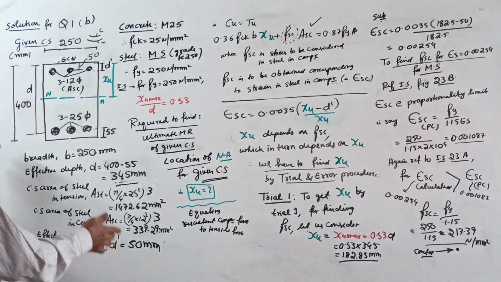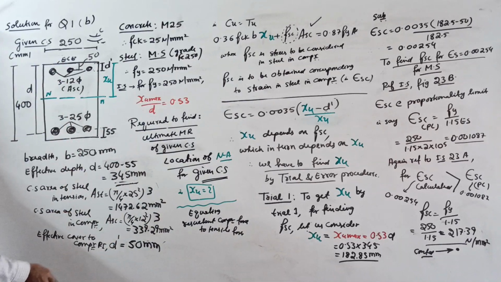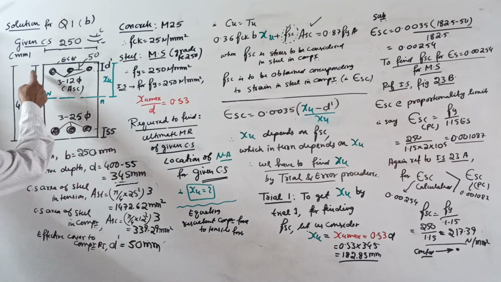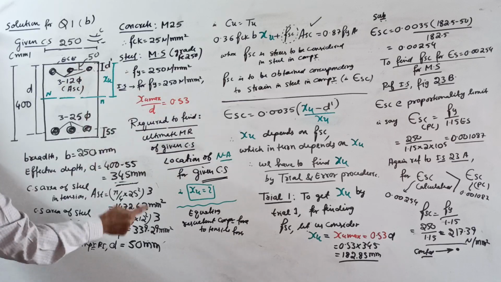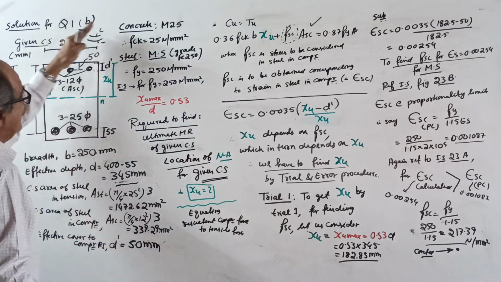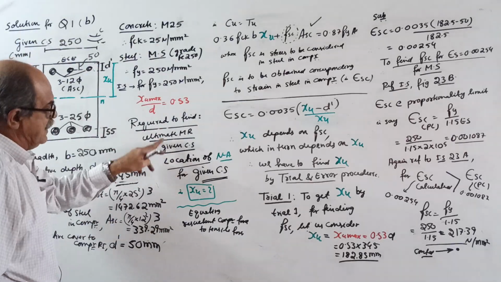Start. I don't have to explain all these things. Only change compared to last time: your D equal to 400 minus 55. D dash directly given as 50. Other things are known to you. Required to find the ultimate MR.